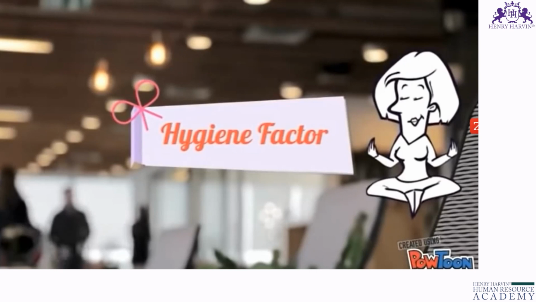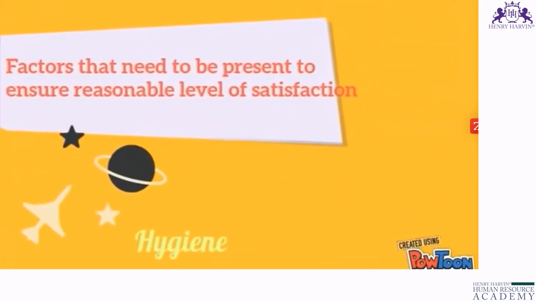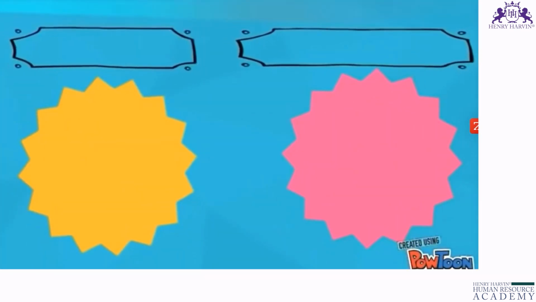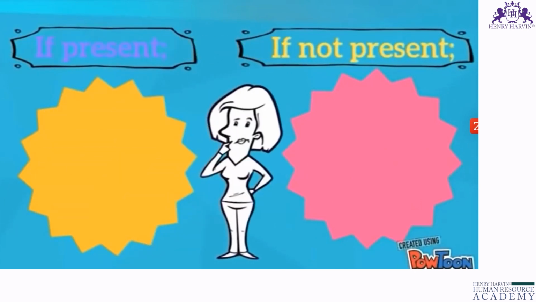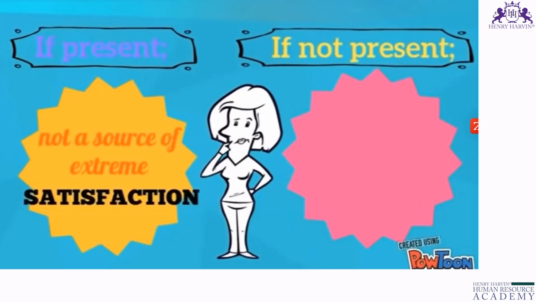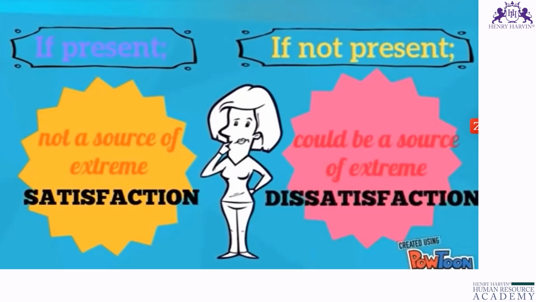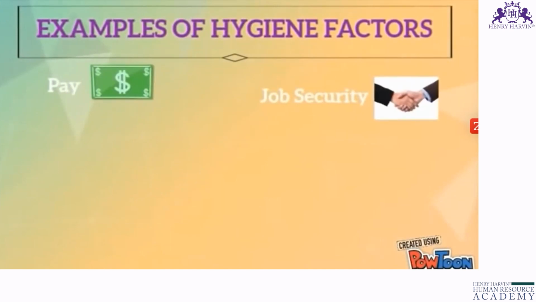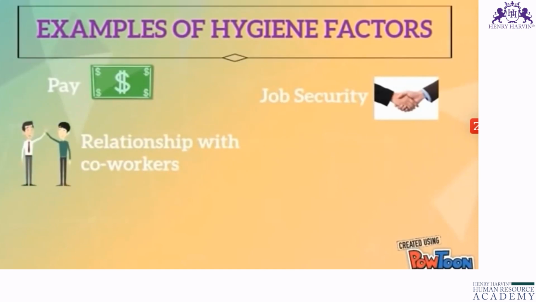These are the factors that are part of your job that need to be present to ensure at least a reasonable level of satisfaction. If the factors were present, they would not make people experience an extreme level of satisfaction. However, if they were not present, they could be a source of extreme dissatisfaction. The examples of hygiene factors include pay, job security, social needs, physical work environment, and compensation.